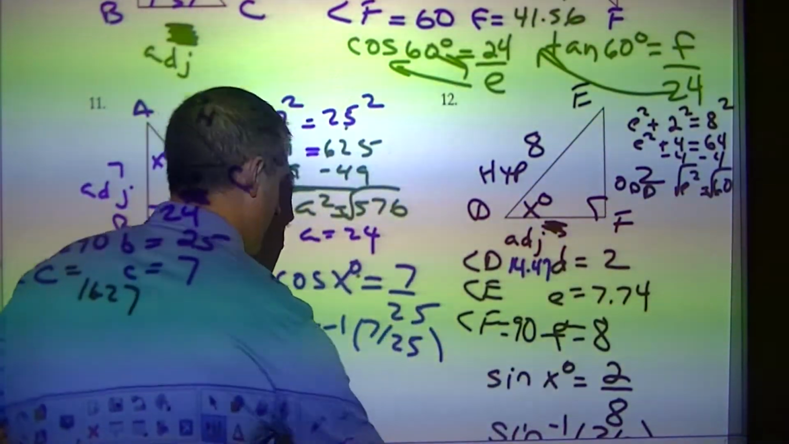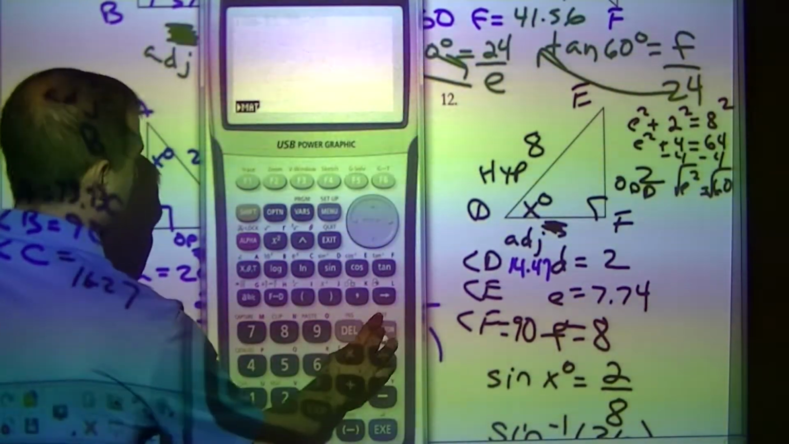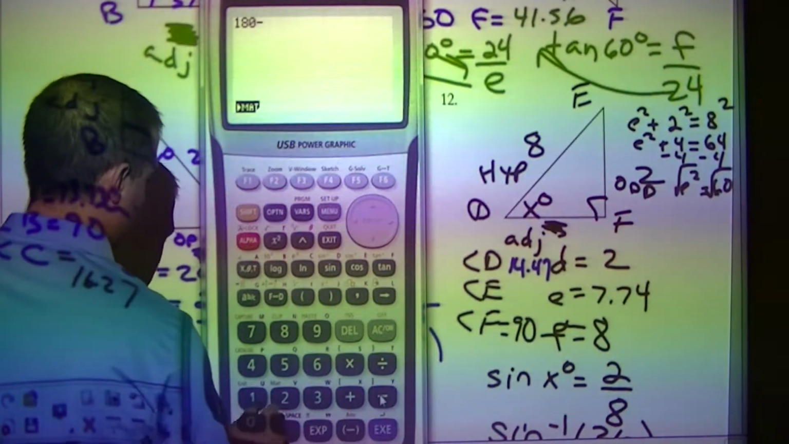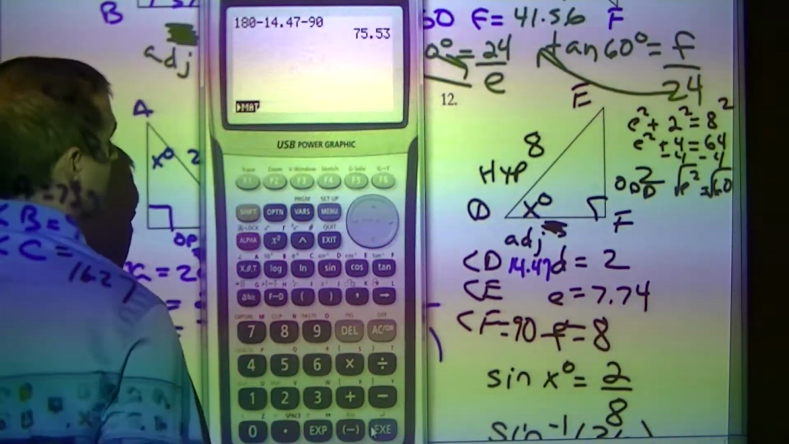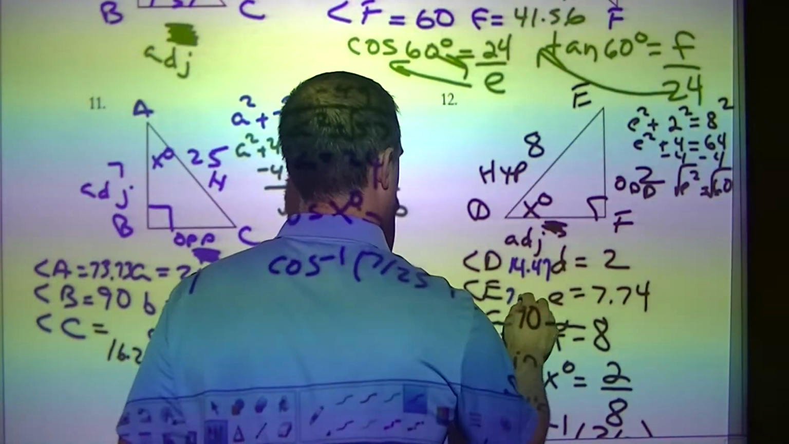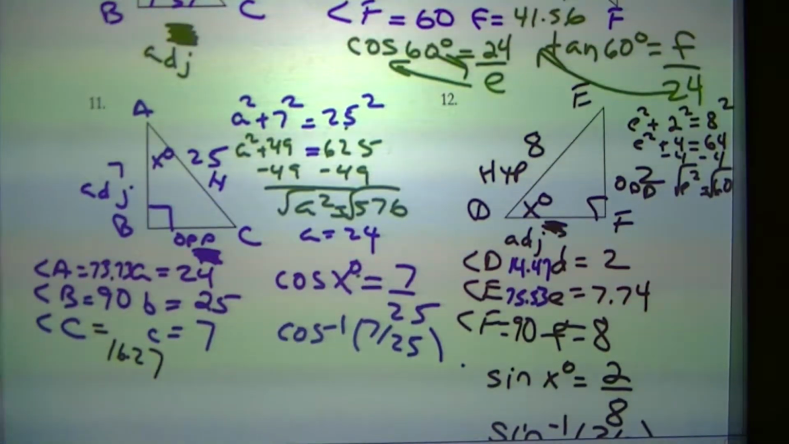So I'm going to do 180 minus 14.47 minus 90. What I got is 75.53. Is that right there? Okay. Moving on to the next page.